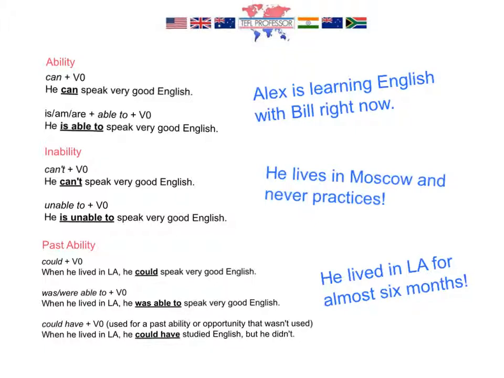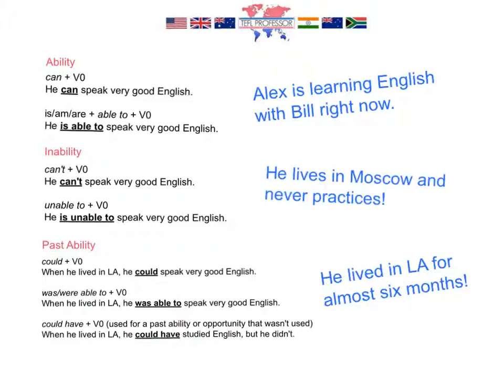That, as an ability, is something that you learn or a skill you develop. Can and able to, there's really very little to no difference between these. Able to is a little bit more formal. Can is a little bit more casual.